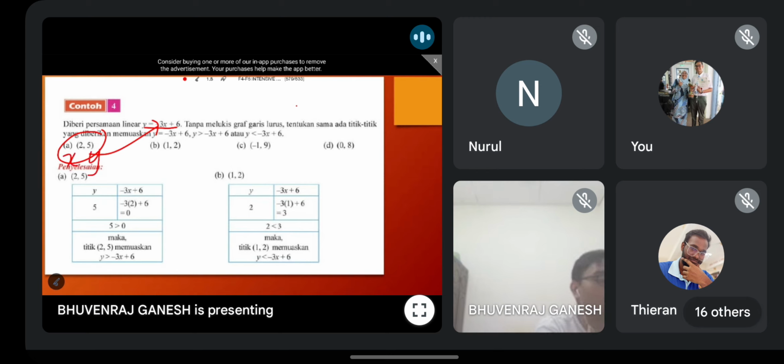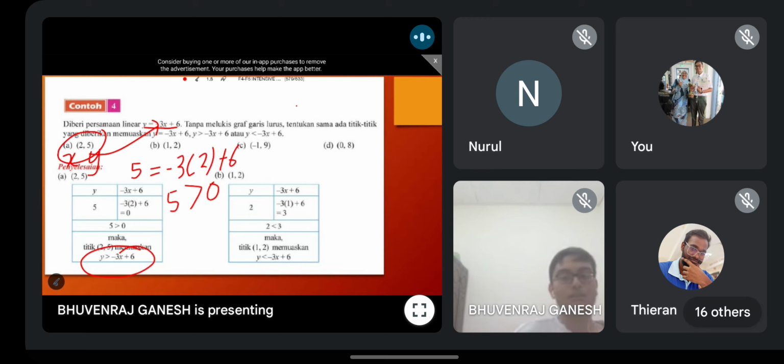So x is 2, y is 5. So you check and see 5 is equal to negative 3 times 2 plus 6. So 5 is definitely greater than 0. So that's why it will satisfy this inequality. Titik ni akan memuaskan ketaksamaan yang ni sahaja, only this one. Okay. So basically this is your y. We just change in the format of y equals mx plus c only, to get the equation.